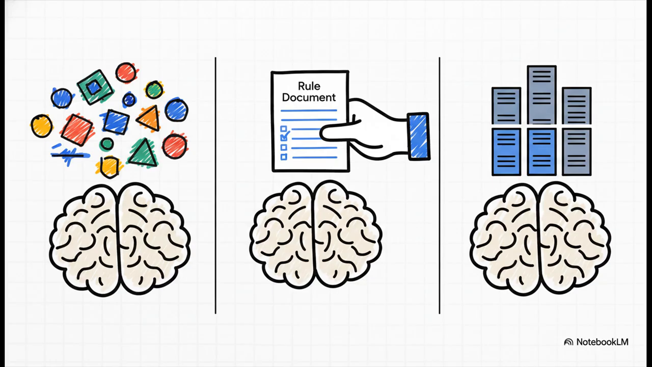Okay, one really powerful method is to create what I call a rule document. It's super simple. It's just a source file that you upload to your notebook, and it's full of instructions for the AI. This can tell it to use a certain tone, follow a specific format, or stay on brand for your project. Seriously, this one trick is a total game changer for getting predictable results.